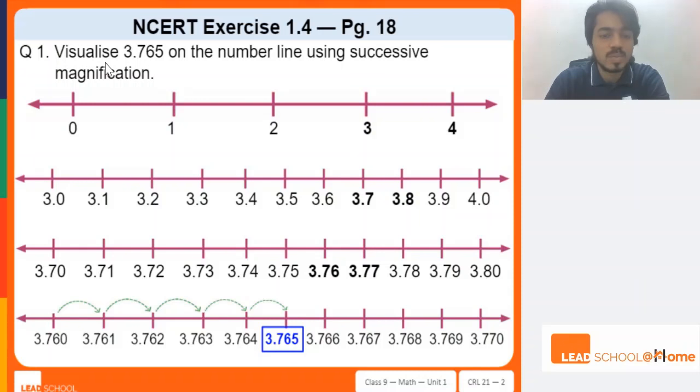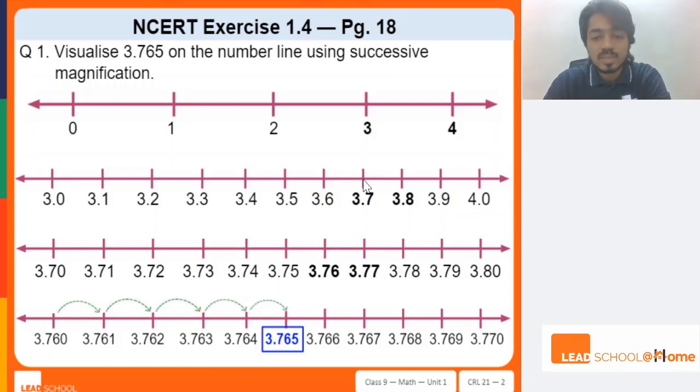Question 1 is: visualize 3.765 on the number line using successive magnification. The first step is to find the integers between which this number lies. This number lies between 3 and 4. So we draw this number line and highlight 3 and 4. Now we will magnify this part and divide it into 10 equal parts to locate the first decimal digit, which is 7. We have divided this into 10 parts and jumped 7 parts to reach 3.7. That is the first decimal place.